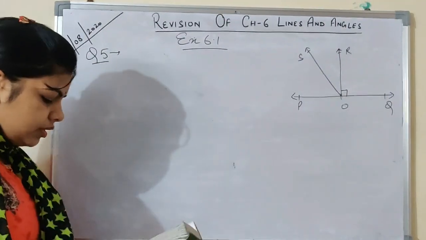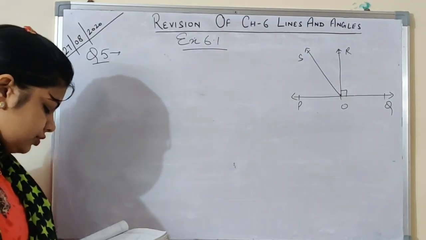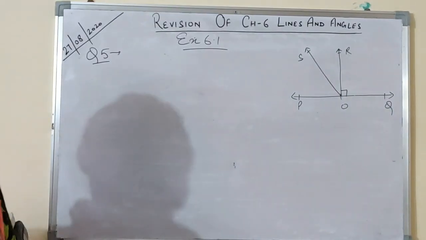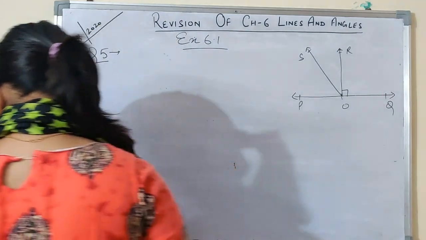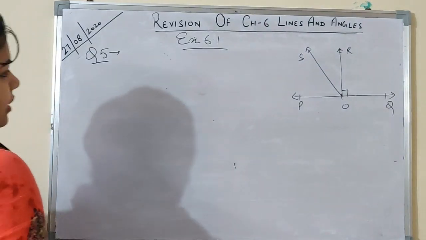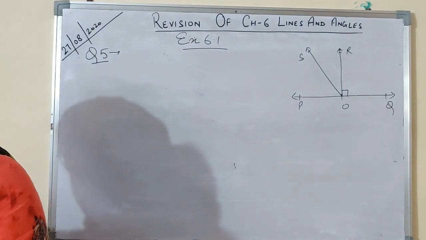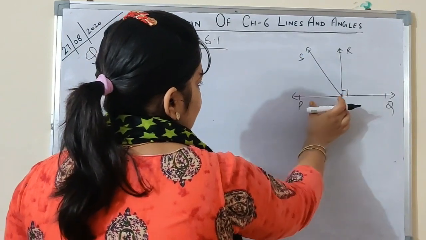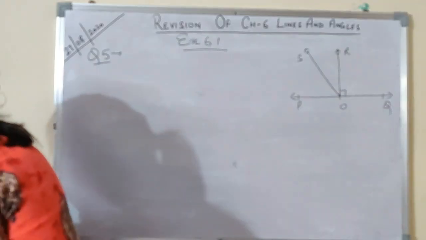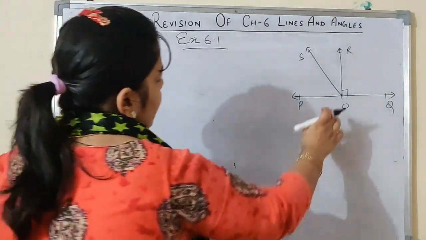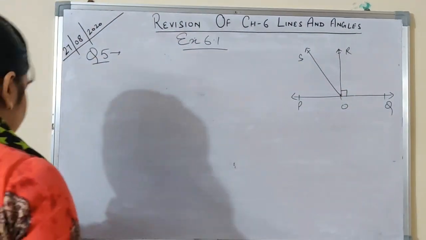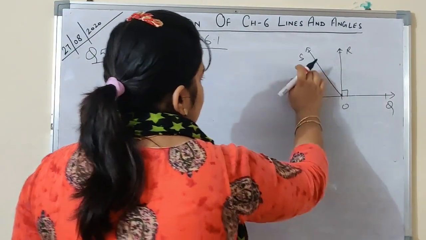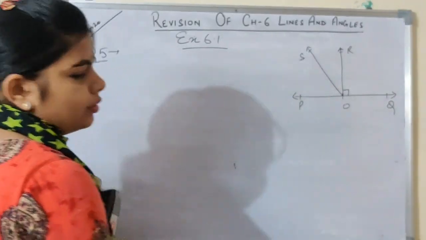Now I am reading the question. Question says that in figure POQ is a line. Then ray OR is perpendicular to line POQ. Then OS is another ray lying between rays OP and OR. Then we have to prove that angle ROS is equals to half of angle QOS minus angle POS. I think till here there is no doubt.